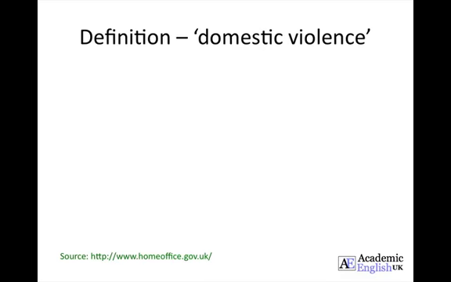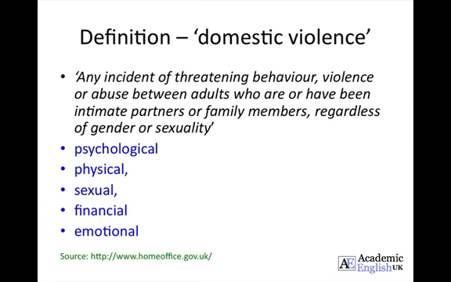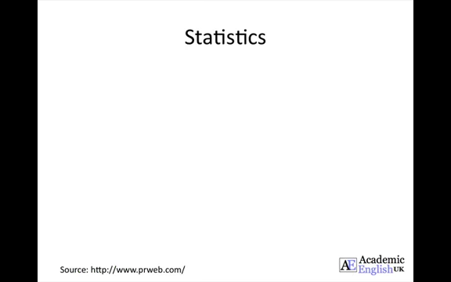Okay, I'll begin by looking at the definition of domestic violence. It is any incident of threatening behaviour, violence or abuse between adults who are or who have been intimate partners or family members, regardless of gender or sexuality. What is interesting is abuse is psychological, physical, sexual, financial, or emotional. Now I'd like to turn to some statistics.